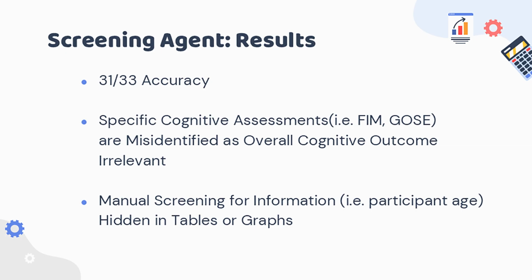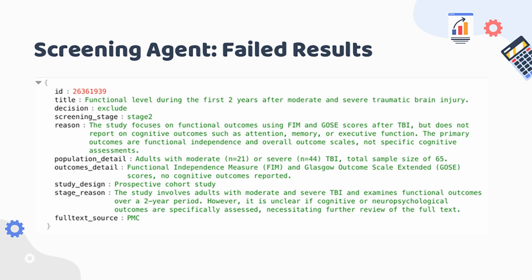We tested on 28 relevant papers and 5 irrelevant papers, and only 2 of them failed. The failed reason is that some papers are judged by the agent as too specific and not following the overall outcome of cognition. And there is some manual work in this screening, and some information is hidden in the tables or graphs. This is an example of one of the failed results. You can see the reason is that there are some specific scores that do not follow the overall assessments.